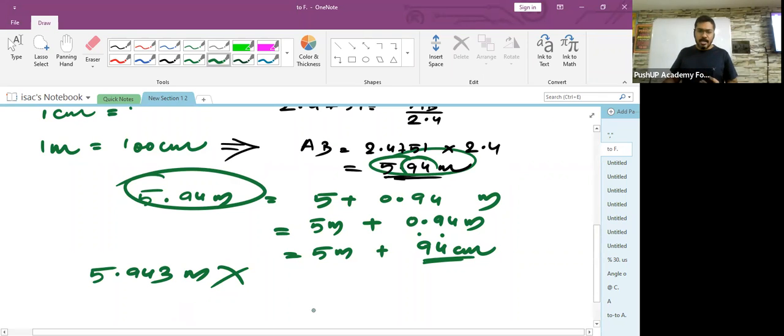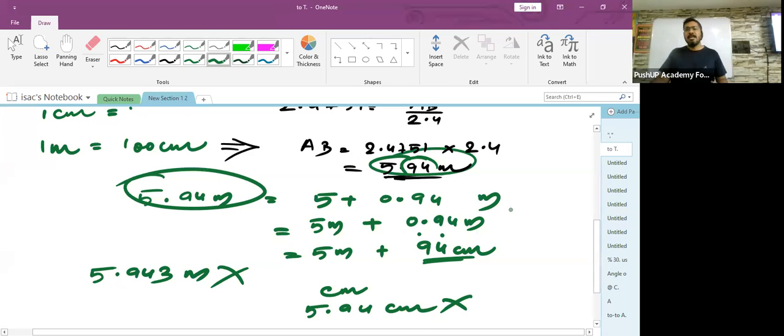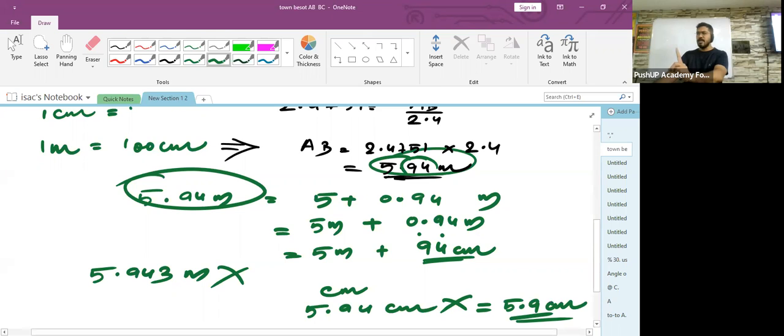Are you getting it? Children, if your final answer is in centimeter, so say for example, this was 5.94 centimeter. If you write it in this way with two decimal places, it is considered to be wrong. You know why? Because 1 centimeter is equal to only 10 millimeters. So after the decimal point, you should write only one decimal digit. So your correct answer, your acceptable answer is only 5.9 centimeters. Understood? If centimeter is written, only one decimal place you have to mention.